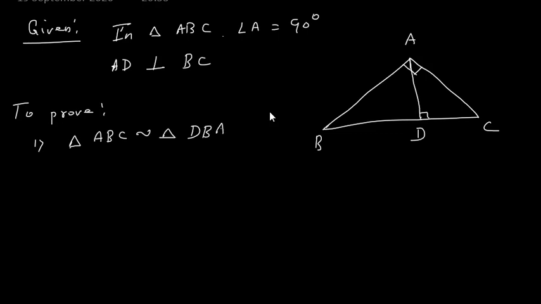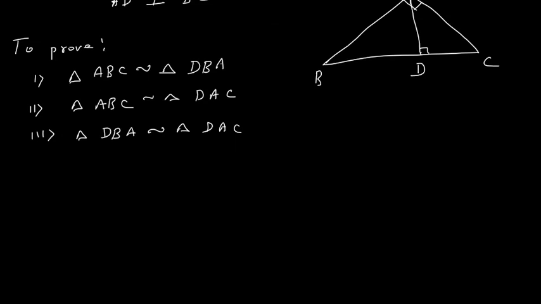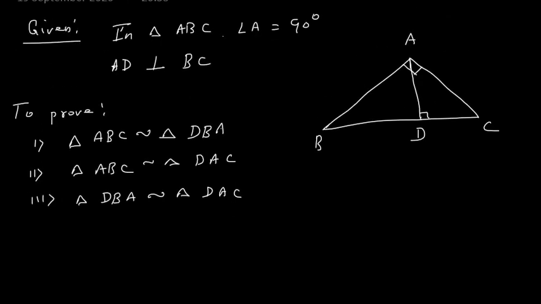Now second, I have to prove that this triangle ABC is similar to triangle DAC. And third, I have to prove this triangle DBA is similar to triangle DAC. So this is what we have to prove, that each triangle is similar to this bigger triangle, and hence both the triangles are similar to each other.